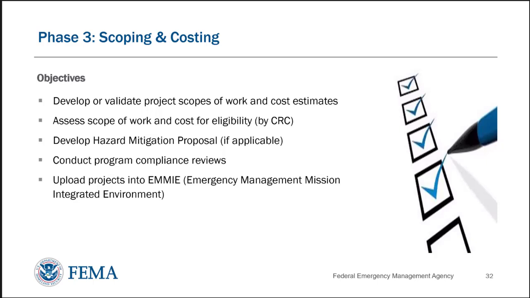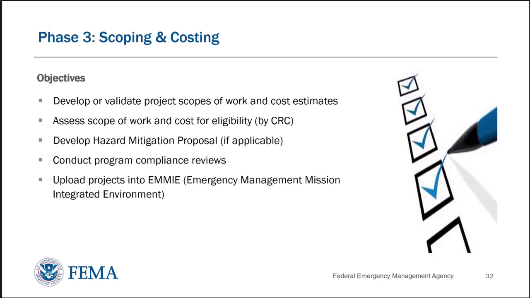And in phase 3, after you get all that information put together, the objective of phase 3 is to develop and validate project scopes of work and cost estimates. They assess the scope of work and cost for eligibility, and develop a hazard mitigation proposal if eligible. You're conducting reviews. They showed all of the CRC different specialties, what lanes they were in. And EMI, this Emergency Management Mission Integrated Environment, was a system of record that existed before Grants Manager Grants Portal was developed.